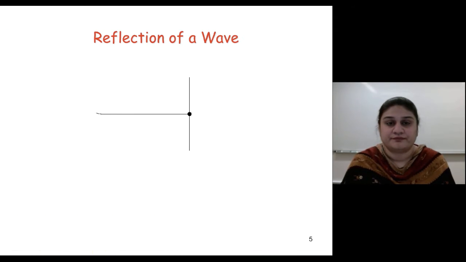Reflection of a wave. This is an animation that shows us a wave reflecting from an edge. An incoming wave, a positive wave, strikes a wall boundary, and goes back as a negative wave, a negative pulse. This is called a reflection of a wave.